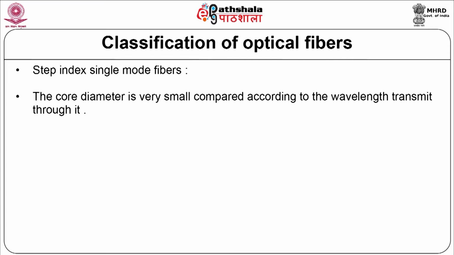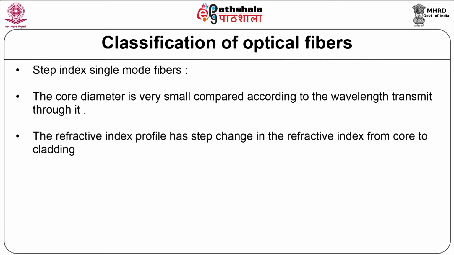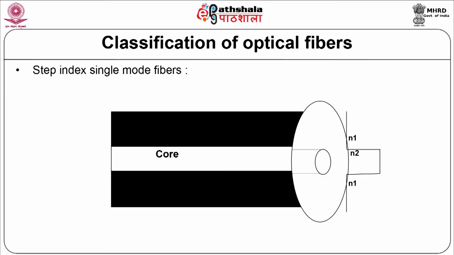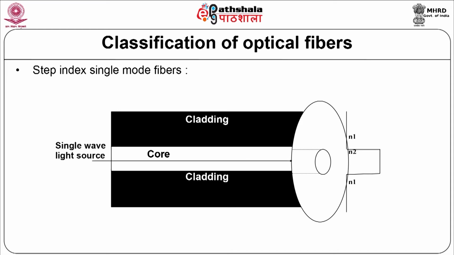Their core diameter is very small as compared to the wavelength that is being transmitted through it. The refractive index profile has a step change from core to cladding. If you look at the diagram, you can see the step index single mode fiber has the following refractive index, where N2 is the refractive index of core and N1 is the refractive index of cladding. Only a single wavelength light source is used for this purpose.